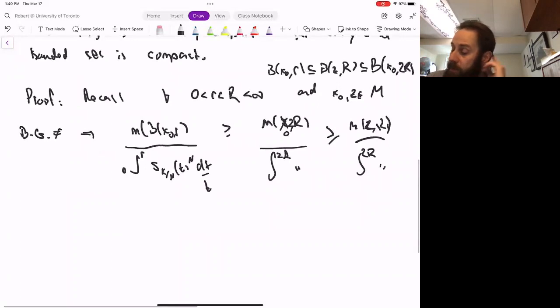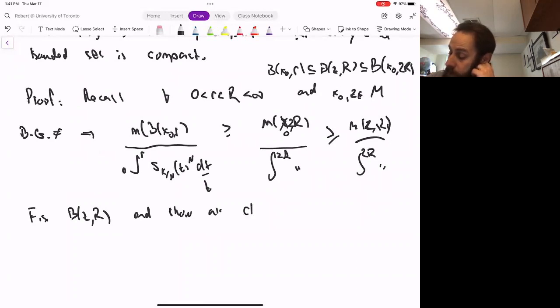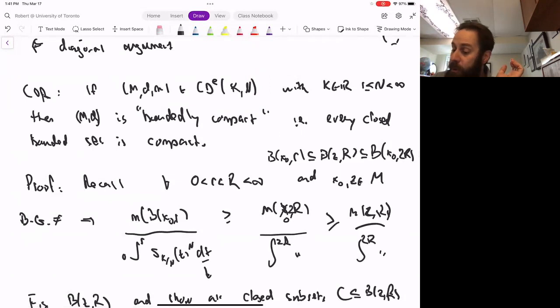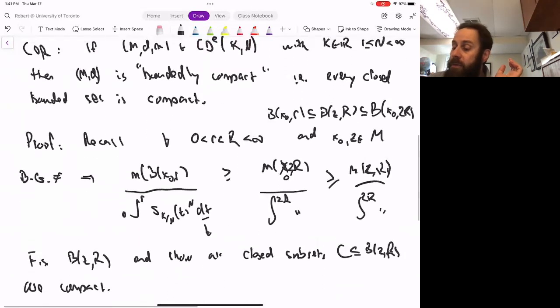And now I want to fix BZR and show all closed subsets C in BZR are compact. That's what I'm asked to prove. And so our metric spaces, our CD spaces, are always Polish, so they're always complete. And so by the previous lemma, it's enough if I can show M is totally bounded.